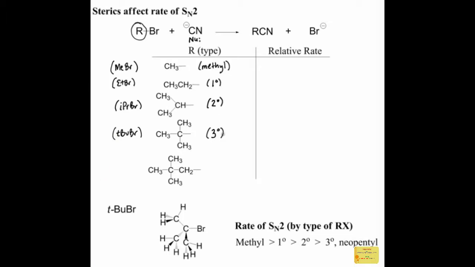What's happening as we move down this column, down this list, is we're steadily replacing the 3 hydrogens on this carbon with more and more carbon groups. What we're doing is we're increasing the steric hindrance.